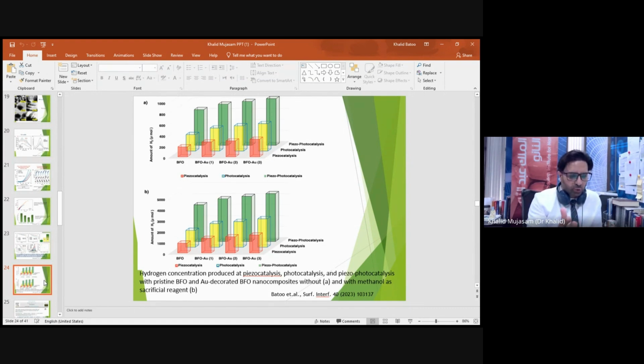We had almost reached four, as you can see in picture B, where we achieved around 3,800 micromoles production per hour. So I believe it was a success because of the decoration of the gold in this material.